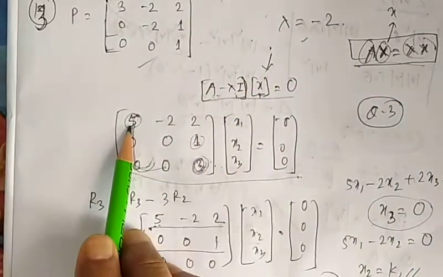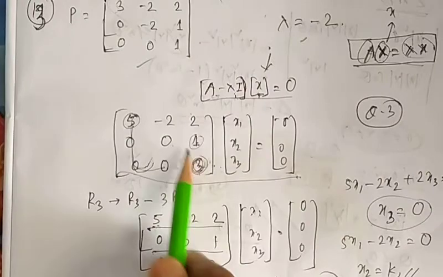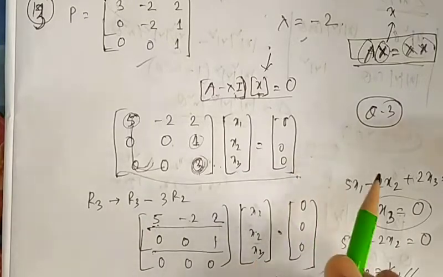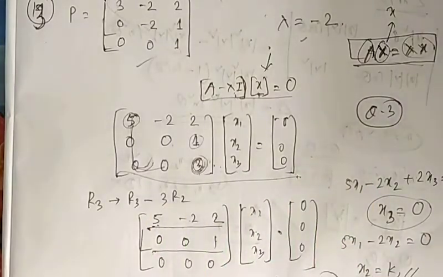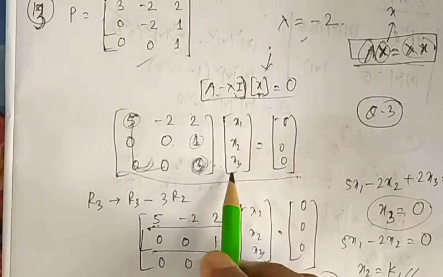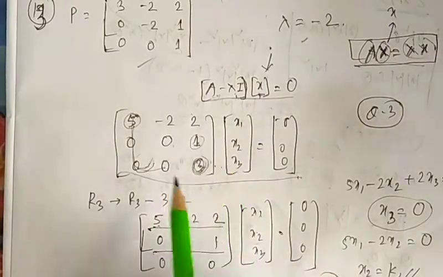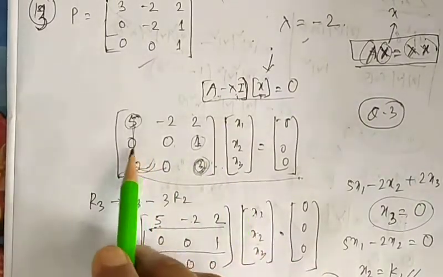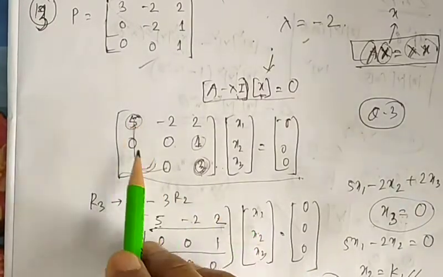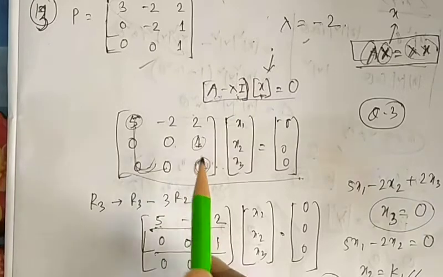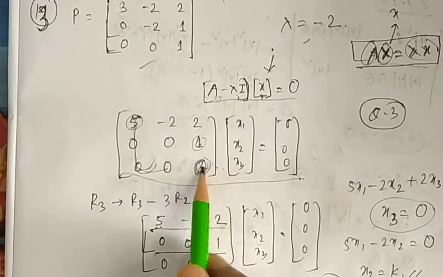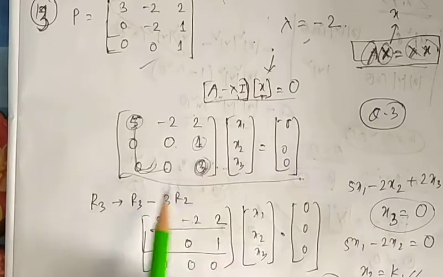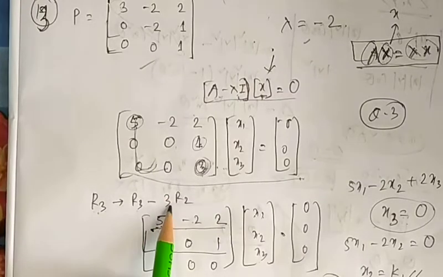3 minus -2 is 5, -2, 0, 1 minus -2 is 3. All the rest remain the same. So it becomes x1, x2, x3 equal to 0, 0, 0. Now in order to get the solutions of this, you can use the canonical form method, which is also used for solving simultaneous equations. So this is 1, and this one should be 0, because the next row's leading entry should be to the right of the upper one. So how to make it 0? You use R3 replaced by R3 minus 3 into R2.